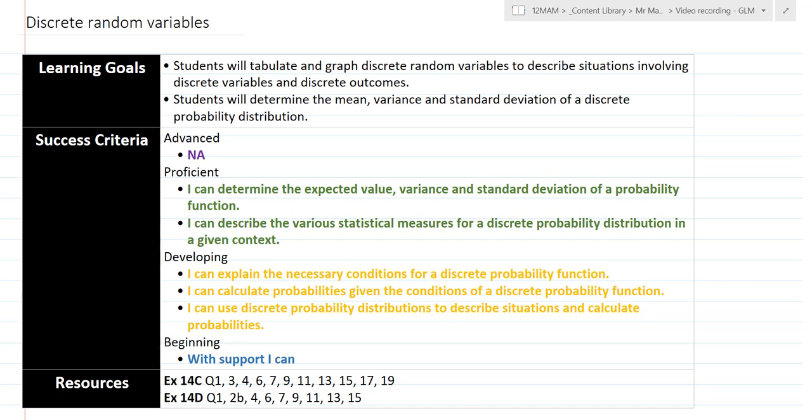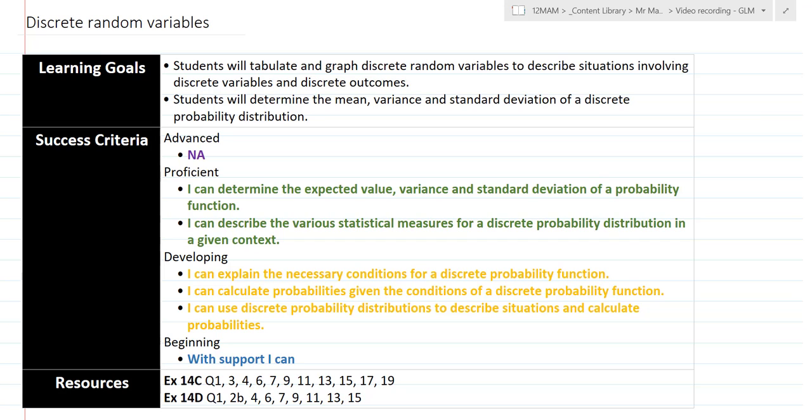Well, hi all, and welcome to my video on Topic 3, Unit 4, Mathematical Methods, and this is on discrete random variables. So this is outside of a probability review, this is the first content that we really cover. You'll note here that I've got some resources, success criteria, learning goal, and resources from the Cambridge text that we're using here at school.